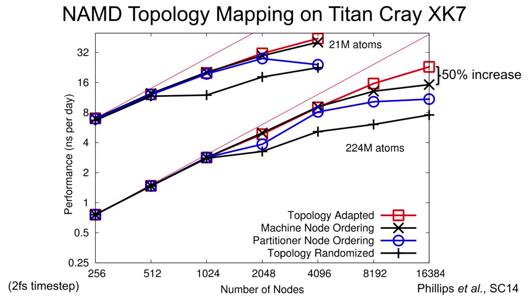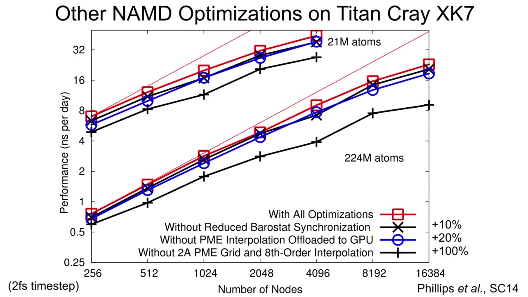As you go to a smaller number of nodes, there is less impact because you're not pushing the edge of the scaling curve, and the performance of the network isn't important. We also found several ways to make the performance worse by messing with how we lay things out. As it turns out, the native machine node ordering is pretty good. One of our earlier ideas for getting things out of the partitioner made it worse, and randomizing it makes it even worse, even at sizes as small as 2,000. So topology does matter, but what you start with on the Cray isn't horrible. Other optimizations: we got 10% from reducing some synchronizations, and offloading to the GPU about 20%. The big jump, though, was switching from a 1-angstrom grid to a 2-angstrom PME grid and doing eighth order interpolation.